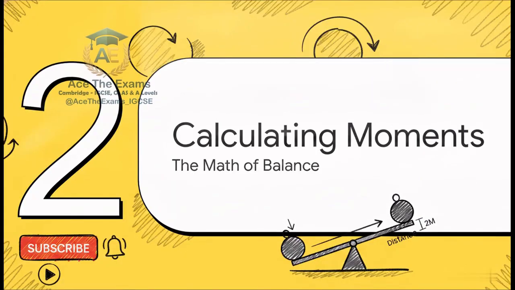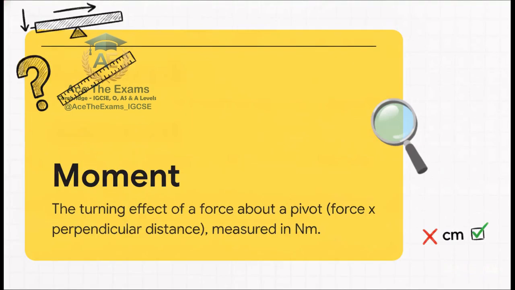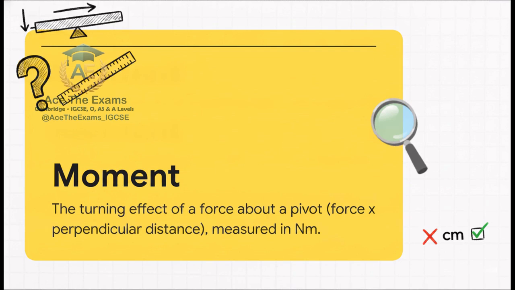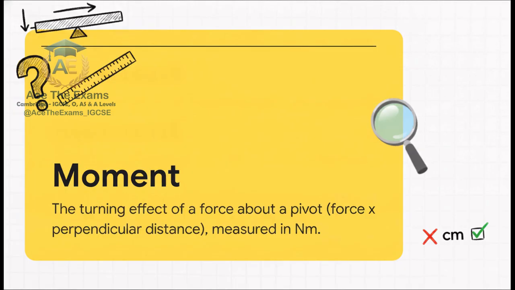Section 2. Calculating the moment. The absolutely crucial concept here is the formula itself. The quantity that tells us the turning effect of a force about a pivot is called its moment. The equation is incredibly strict. The moment of a force equals the force multiplied by the perpendicular distance from the pivot.